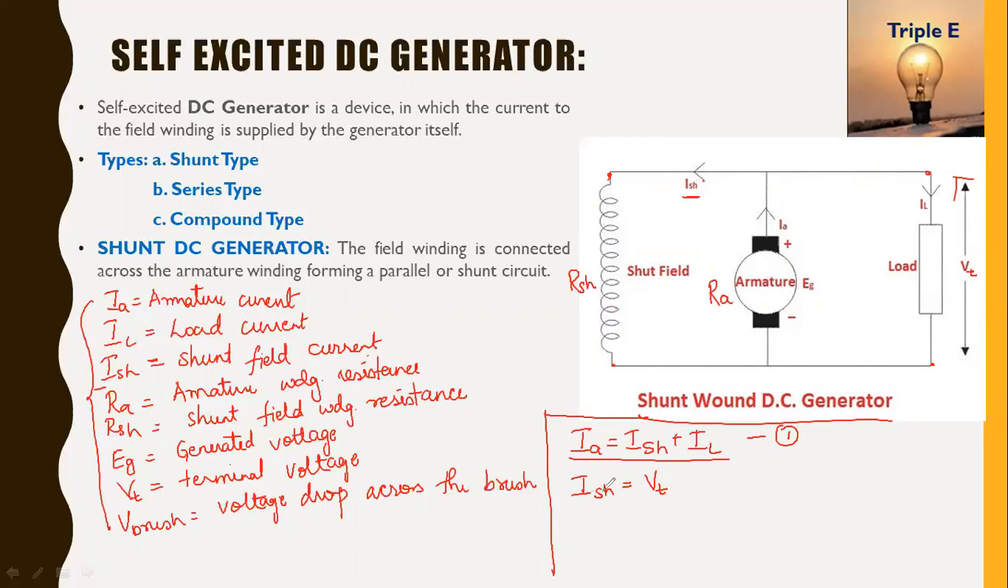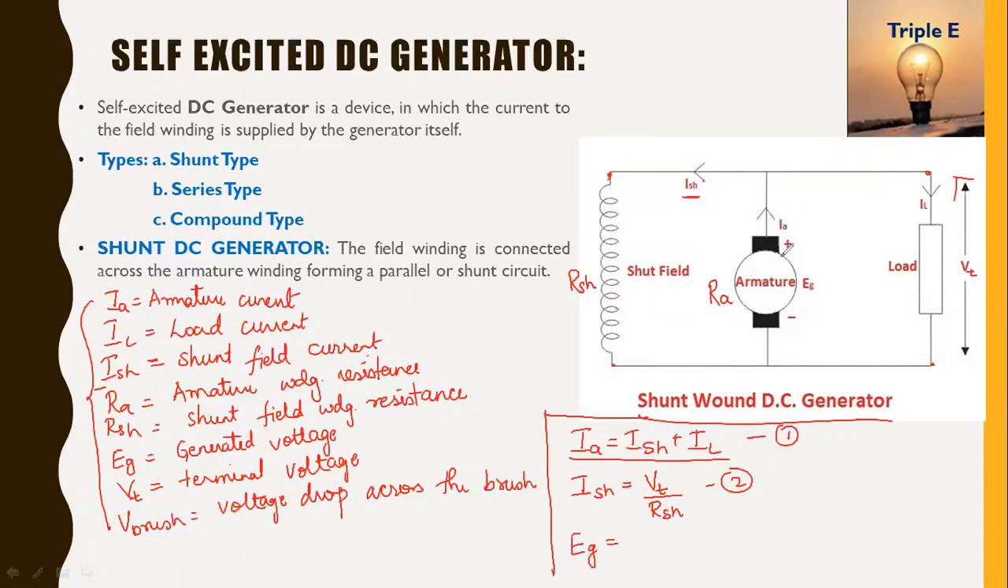So this is ISH equals VT divided by RSH. This is equation number 2. We use it to find out ISH if we know the terminal voltage and the shunt field resistance. Now the next equation is with respect to the voltage, which is EG.